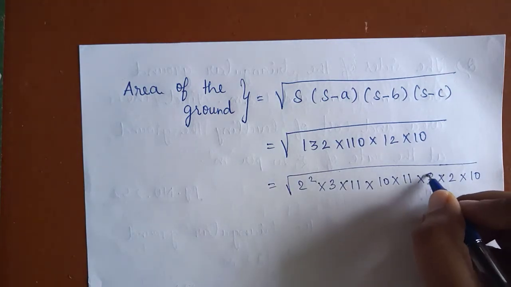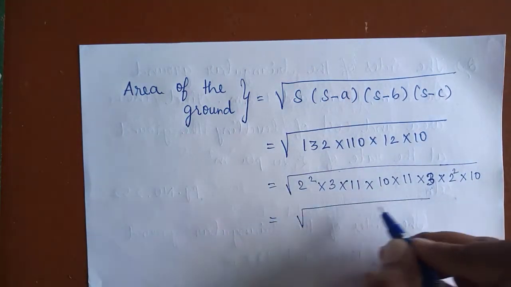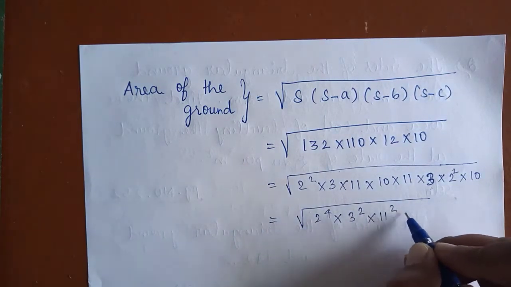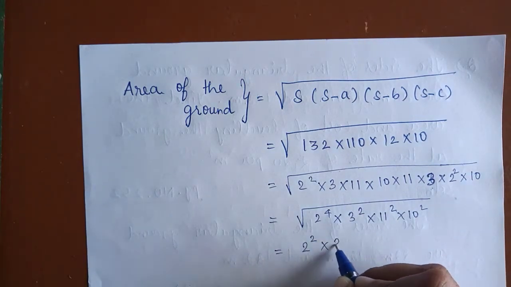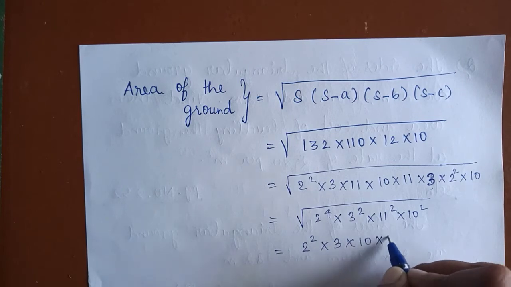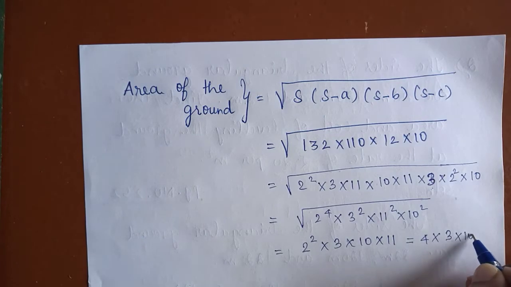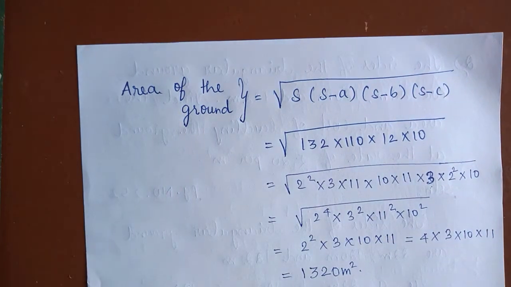So 3 into 2 square, so which is equal to root of 2 power 4 into 3 square into 11 square into 10 square, which is equal to 2 square into 3 into 10 into 11, which is equal to 4 into 3 into 10 into 11, which is equal to, you get the value as 1320 meter square.